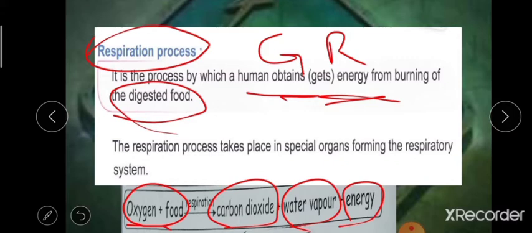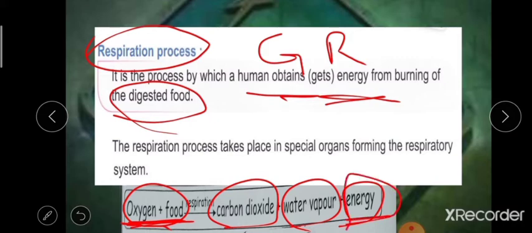So blood transports oxygen and digested food to each cell inside your body, because inside the body oxygen and food burn together or mix together to get energy. Burning here is not like a fire. Burning means mixing with oxygen or reacting with oxygen to get energy.